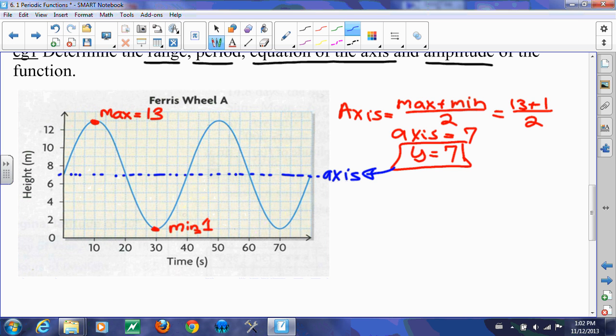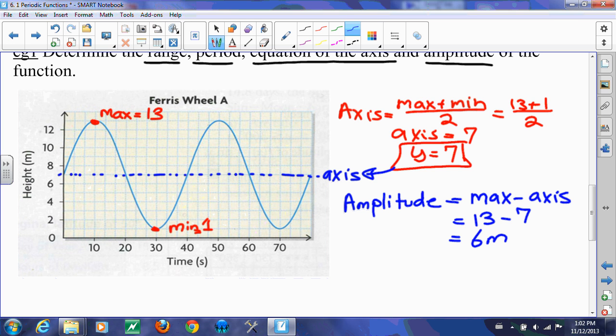Then we can find our amplitude. To find our amplitude, remember that equals the max subtracted by your axis. Your max is 13, subtract your axis, which is 7, so that's going to equal 6 meters.